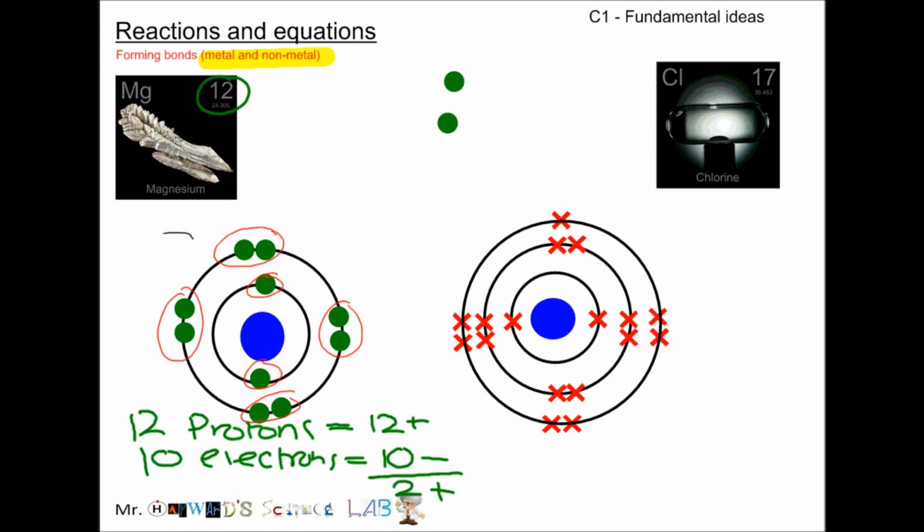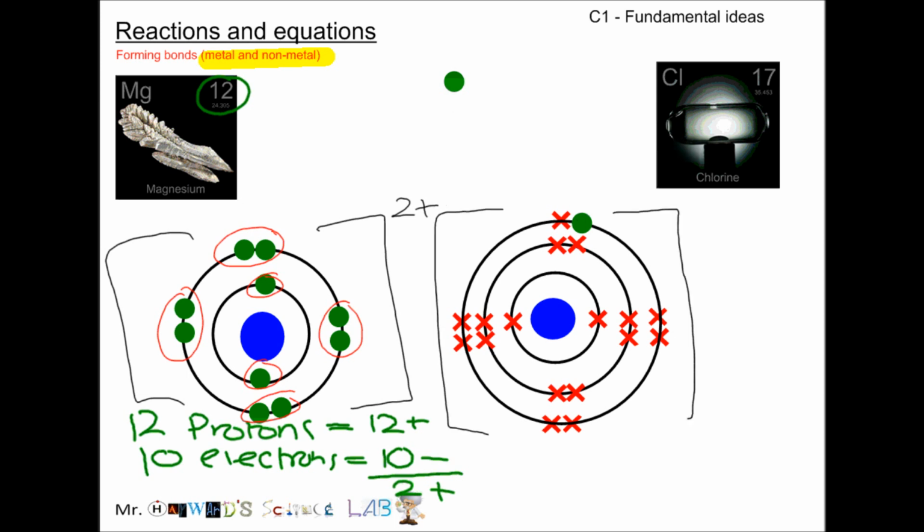Let me show you that. Put in 2 positive. Now you do have to put the number because you're showing the charge. So that's 2 positive. Now chlorine needs 1 electron. Okay, so it's going to take one of magnesium's electrons and fill its outer shell. But it's now the chloride ion. Remember, you add the -ide.